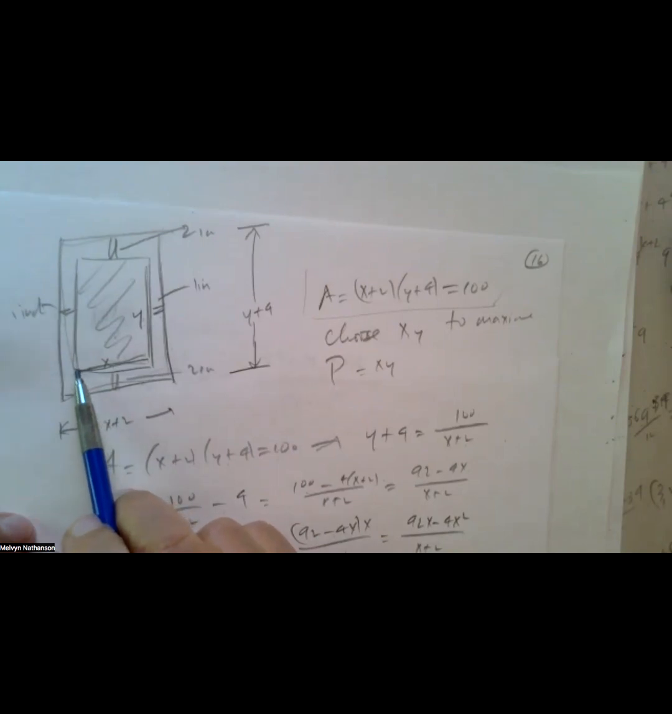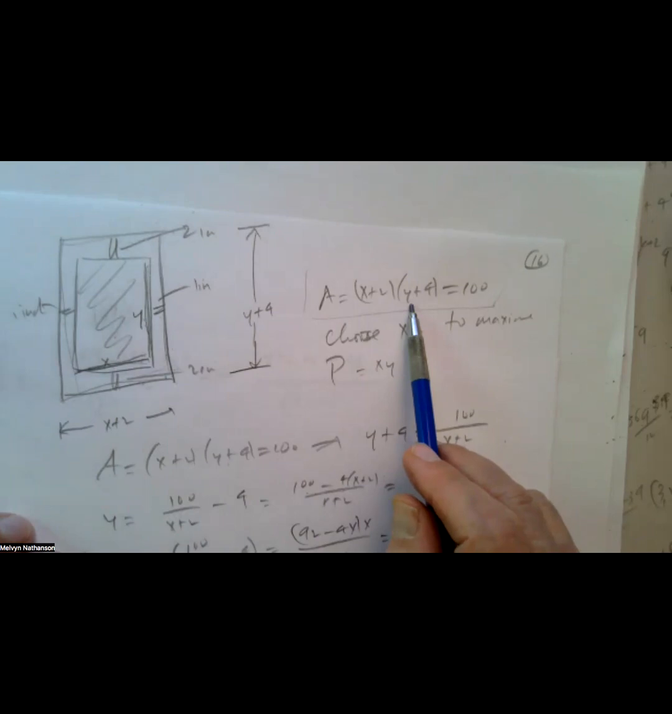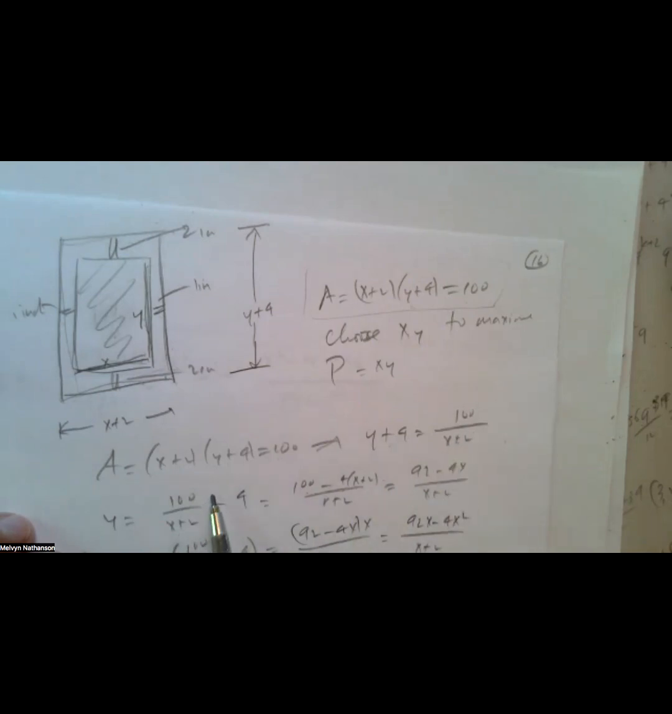So if the printed area has dimensions X and Y, the poster has dimensions X plus 2 and Y plus 4. So X plus 2 times Y plus 4, that's the area of the rectangular total poster, is 100. So Y plus 4 is 100 over X plus 2, or Y is 100 over X plus 2 minus 4, or I can factor out a 4 if I like, 4 times 25 over X plus 2 minus 1.